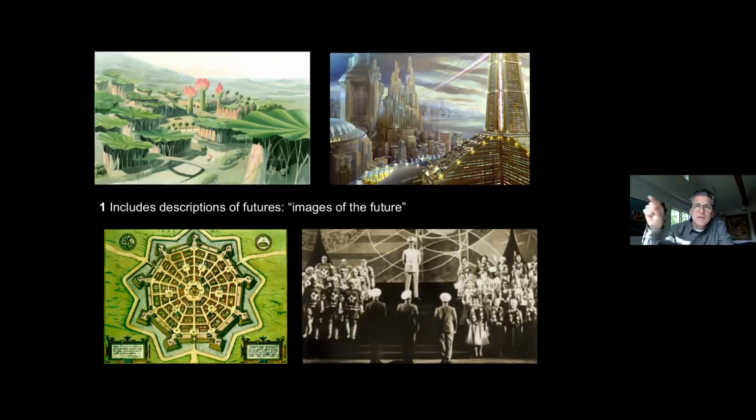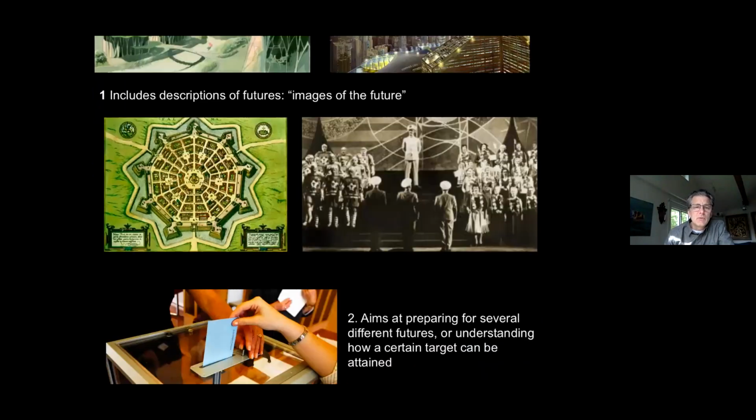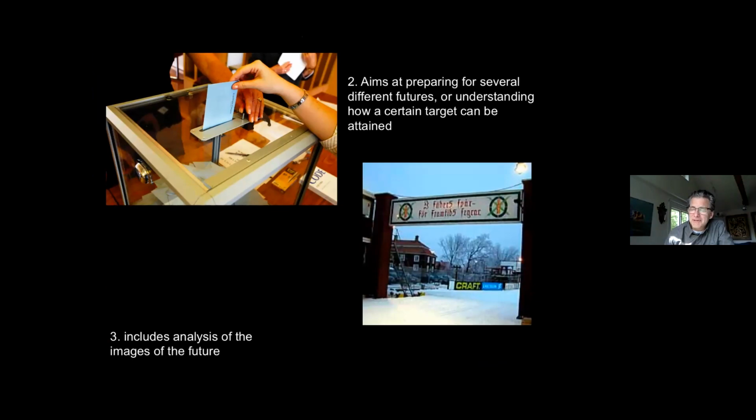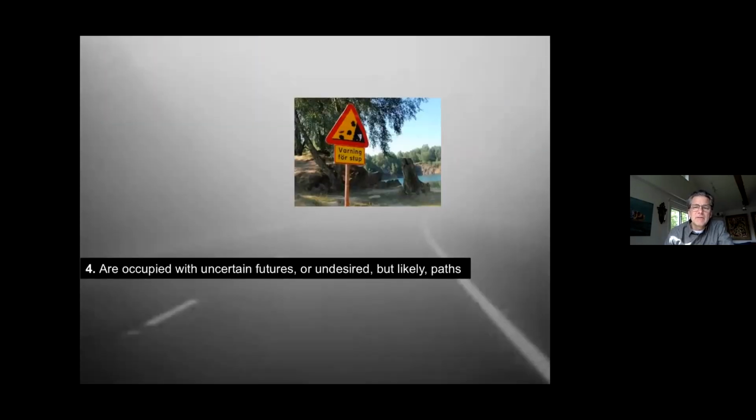Many forecasts and many models just follow a certain path without really engaging in describing where it reaches, in describing those images of the future. So this is one way of disentangling traditional forecasting from future studies. The second thing that is quite specific with future studies is that it aims at preparing either for different futures that can take different paths, or at understanding how a certain target can be attained. Third, it includes analysis of the images of the future that are included in the work. And the fourth thing is that they are occupied with uncertain futures or undecided but likely paths.